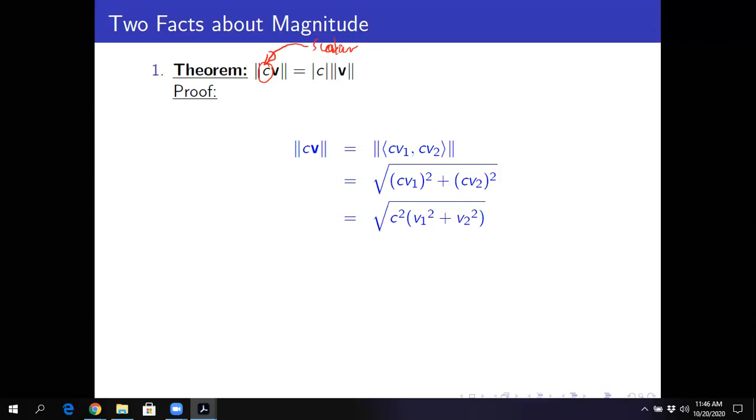And here's where I find out if you've been paying attention to what I've been saying about taking square roots of squares. The square root of c squared is not just c, right? It's the absolute value of c. So it's going to be the absolute value of c times that Pythagorean square root, which is just the length of v. So there's a little verification that indeed multiplying a vector by a constant simply multiplies the magnitude by that same constant in absolute value.